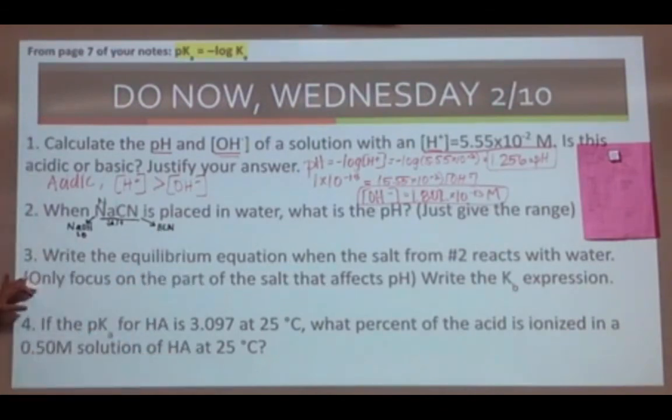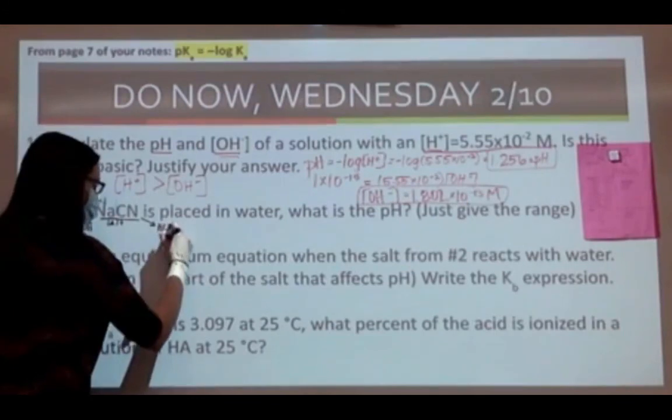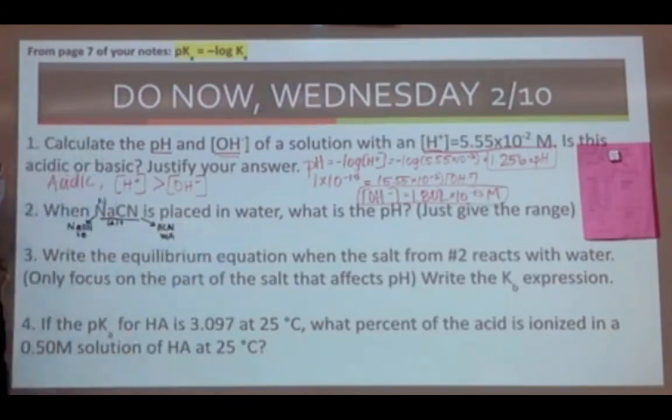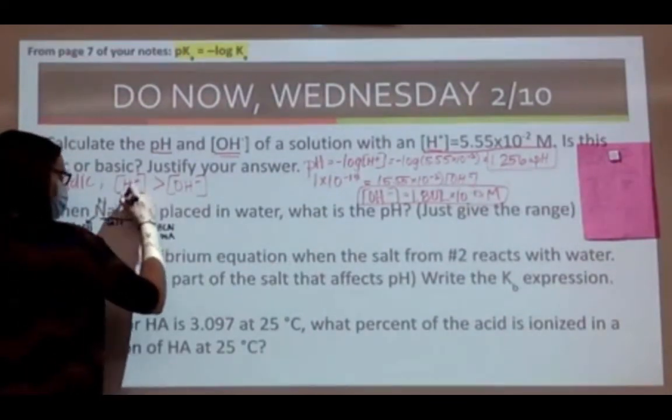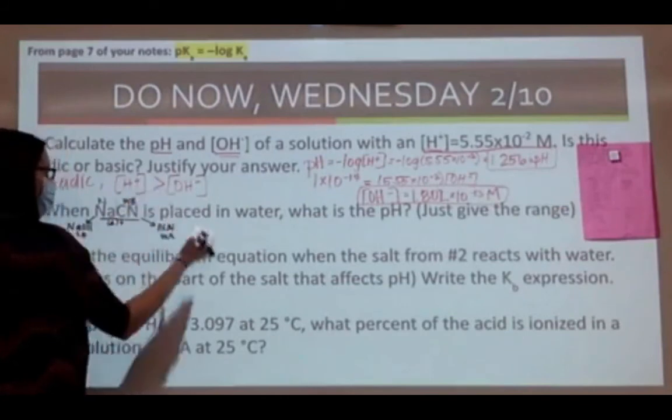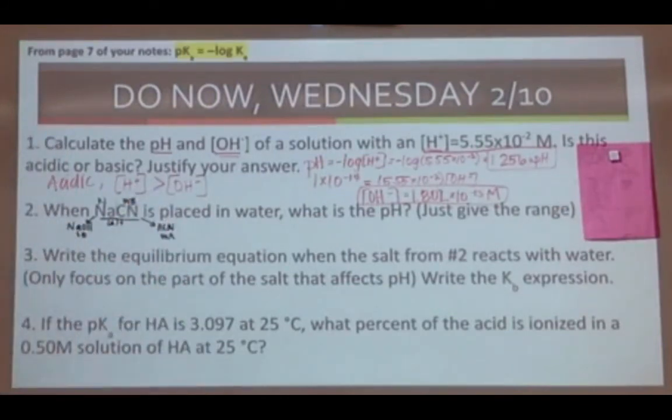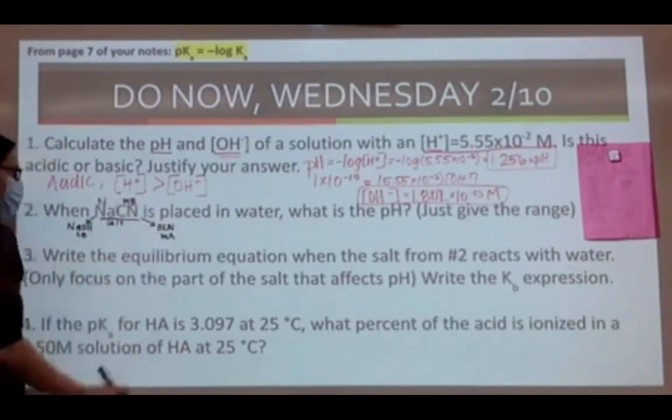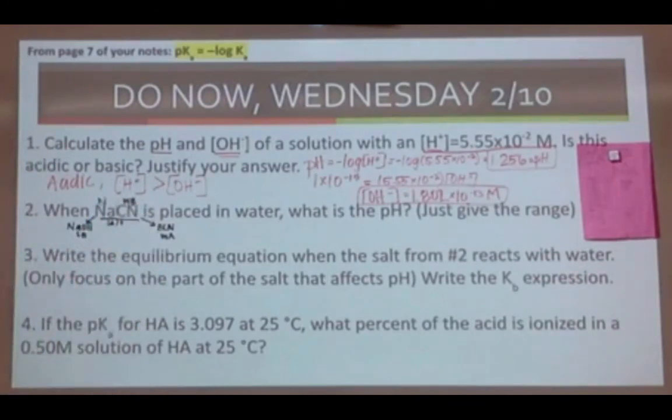HCN, that's an acid, it starts with an H, but it's not one of the 7 strong acids. HCN is not one of the 7 strong acids, so it's a weak acid. If HCN is a weak acid, that means that CN minus is a weak conjugate base. Now, labeling these ions helps us see how each affects the pH.